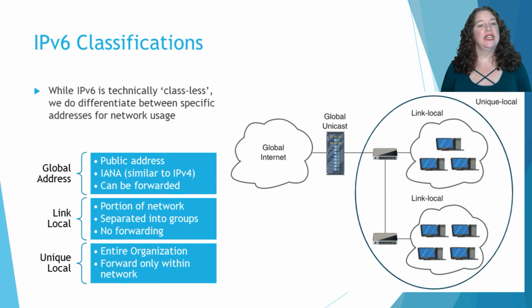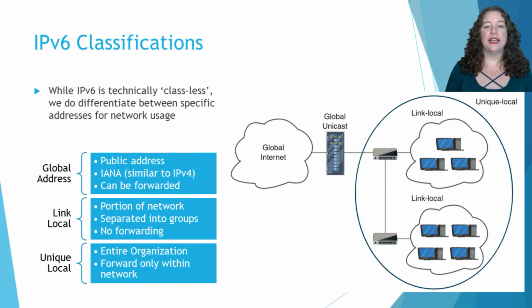IPv6 is technically classless. However, we do differentiate between specific addresses for individual network usage. There are 3 different types of IPv6 classifications. We have our global address, our link local, and our unique local. A global address is similar to an IPv4 public address. You can forward to it. It's like a normal IPv4 address that goes out to the internet. So the global address is kind of that outside address, and it goes through a global unicast, and we'll talk about that unicast in a second.